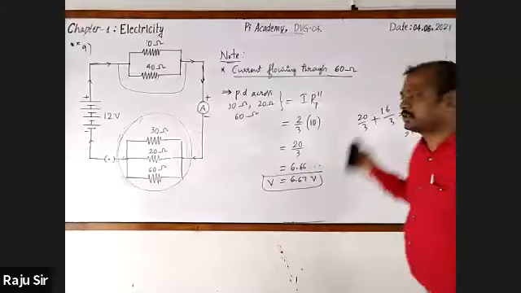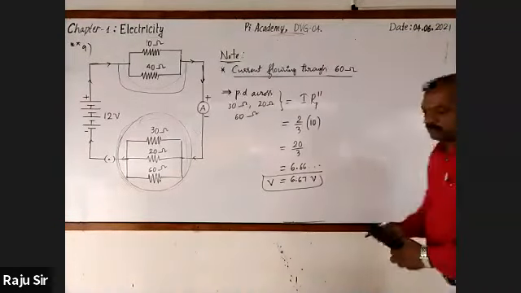36 by 3, that is 12. Our calculation is correct. The current is 1 by 9 amps.